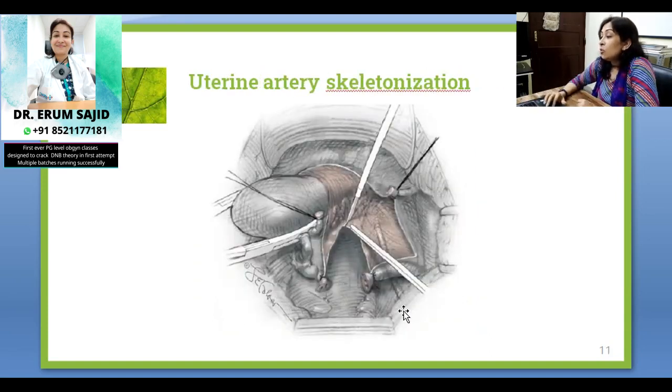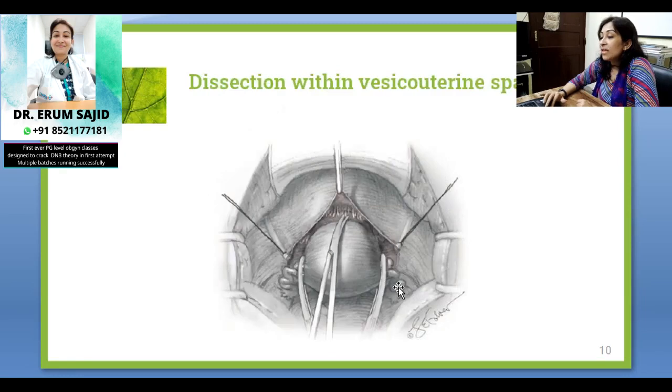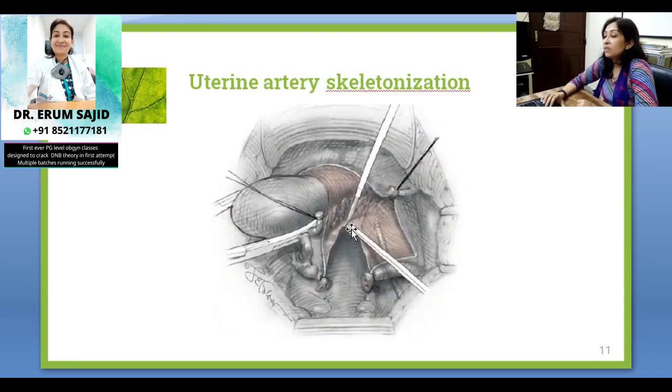which you've tried to, with the help of a peanut, with the help of a mounted swab, separate from the lower uterine segment slowly. The next step, they've not shown the separation of the bladder. What they've done is they've tried to skeletonize the uterine arteries.